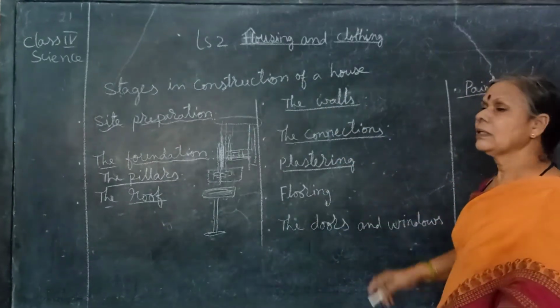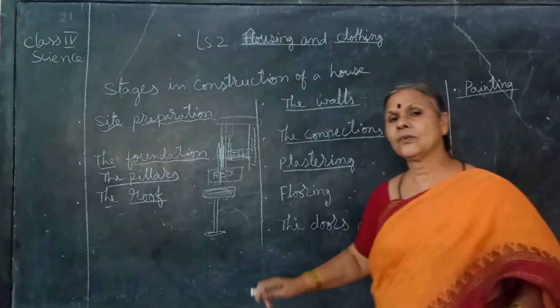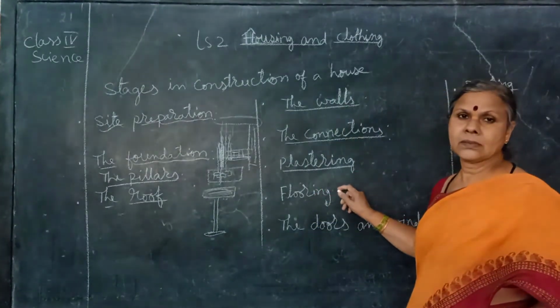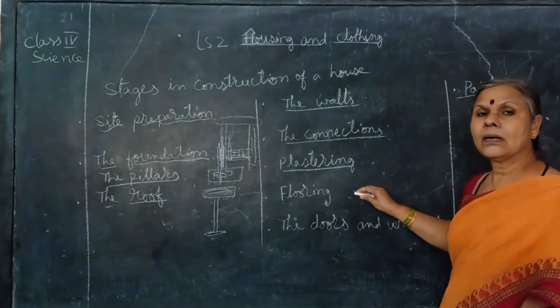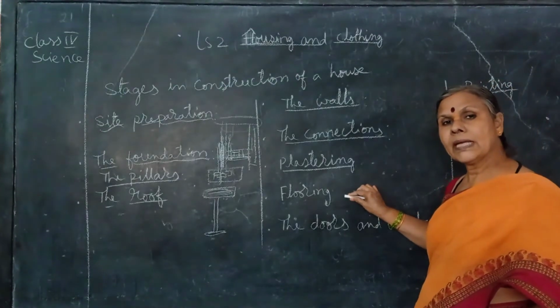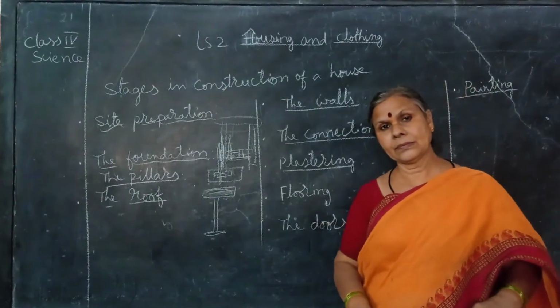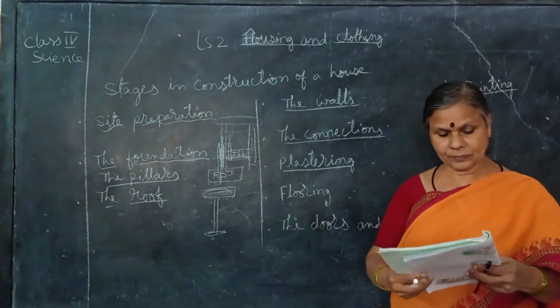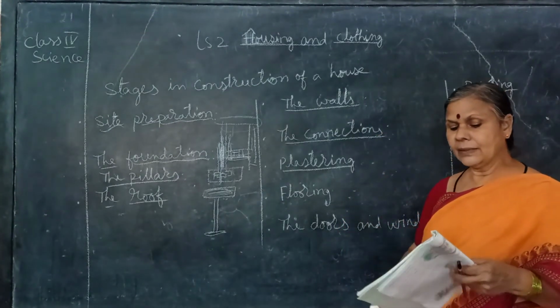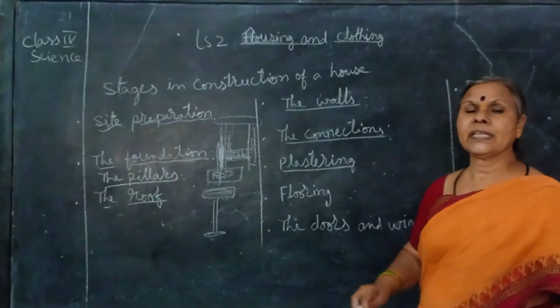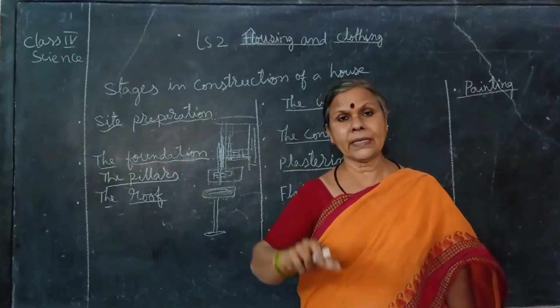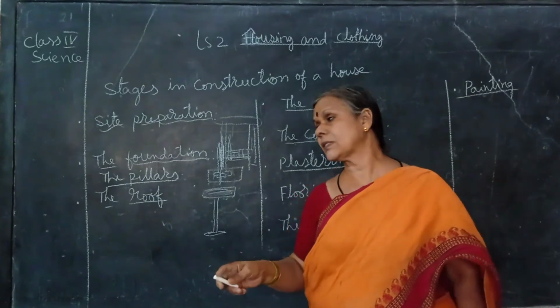Then flooring. After that, flooring means tiles. They will put cement and above that the tiles. Then it comes to the doors and windows. They'll fit either metal or wooden frames.